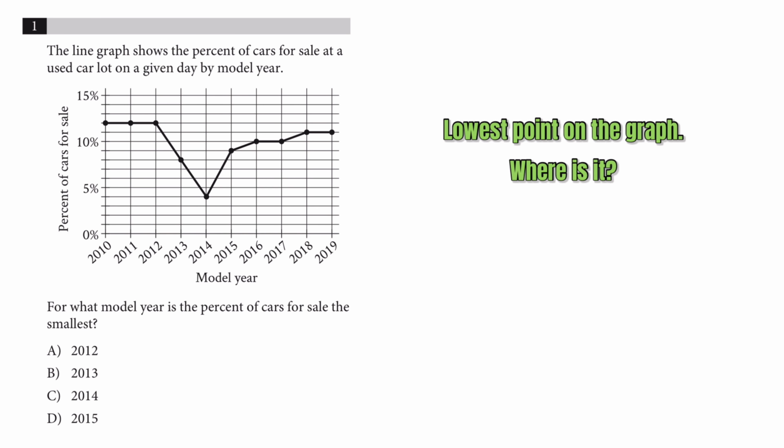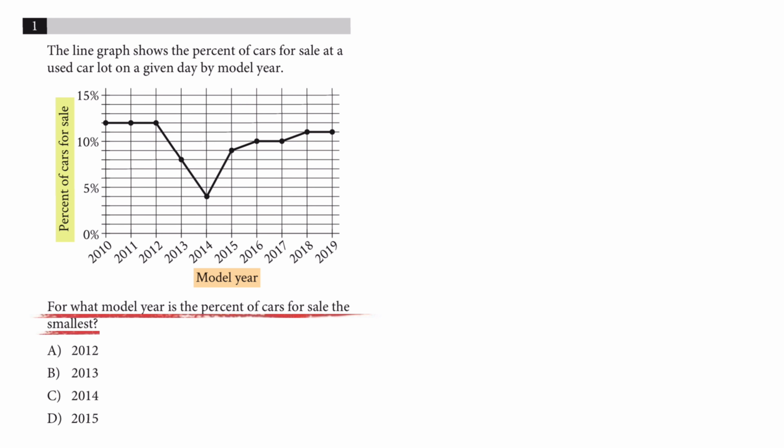We're given a line graph showing the percentage of cars for sale by model year. The question asks, for which model year is the percentage smallest? That means we're looking for the lowest point on the graph. Check the graph. The lowest dip happens at 2014.